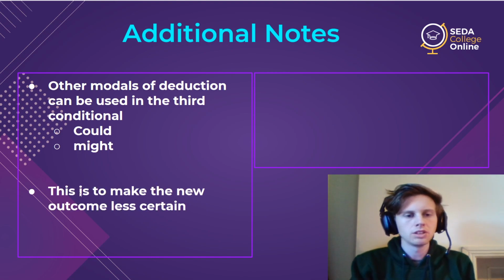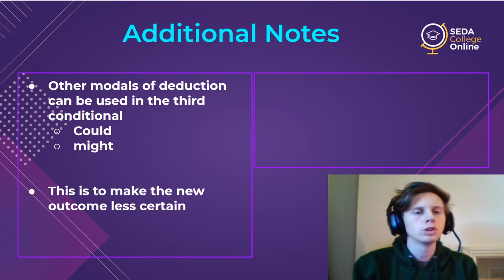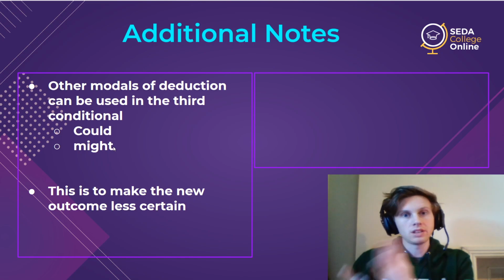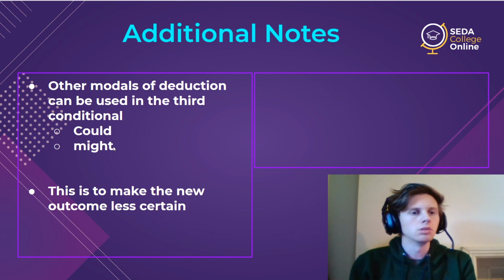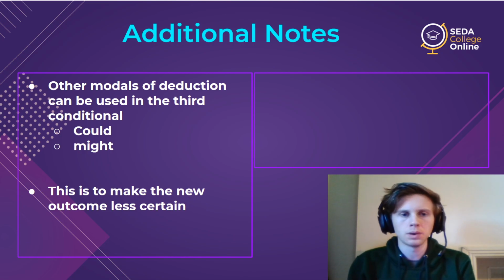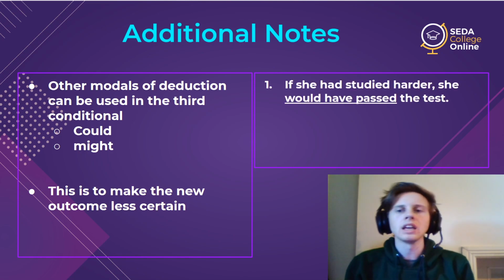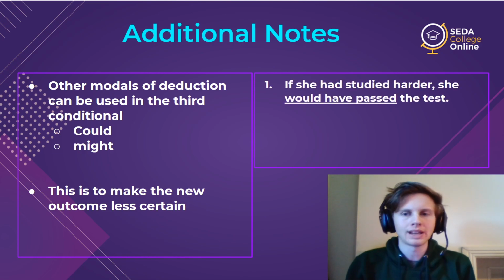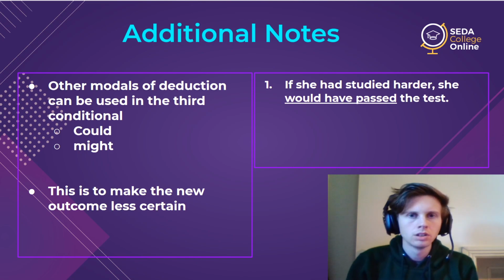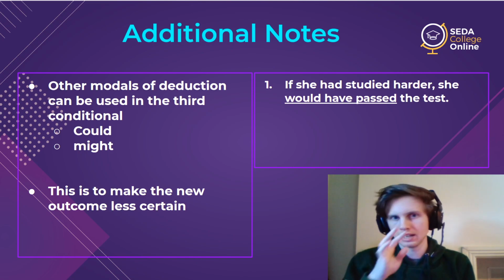Additionally, you can also do this, and we do this to make the outcome less certain. So you talk about could or might, because would is very certain. If I say would, I think this is what will happen, whereas could and might are a little weaker. For example, if she had studied harder, she would have passed the test. This is 100%. I believe that if she studied harder, no doubt she would have passed the test.